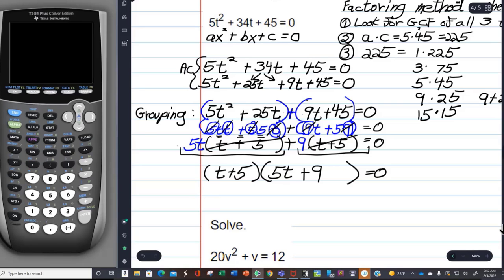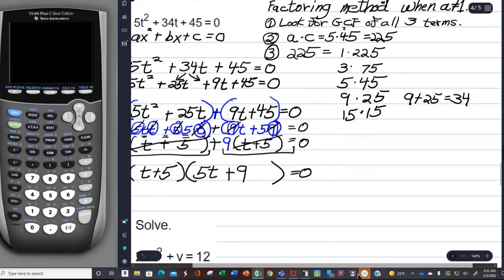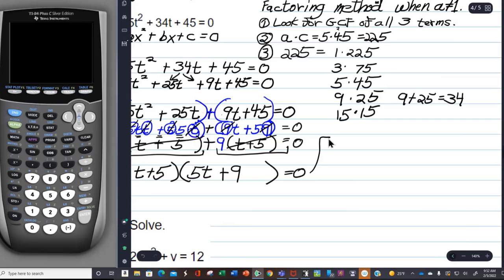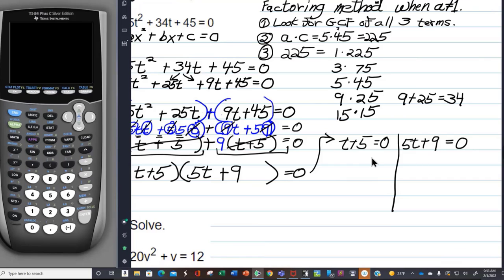Now I set each factor equal to 0 and solve. Let's find a good place for that. All right, we'll come over here. t plus 5 equals 0. And 5t plus 9 equals 0. Over here, this is easy to solve. You can even do it in your head. Minus 5, minus 5. 5 minus 5 is 0, so you get t equals 0 minus 5, which is negative 5.